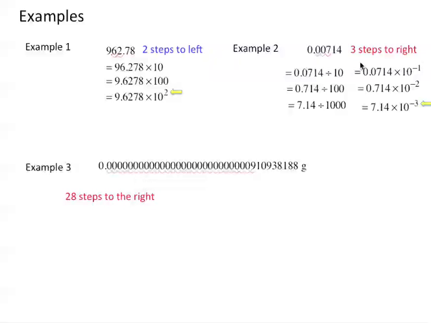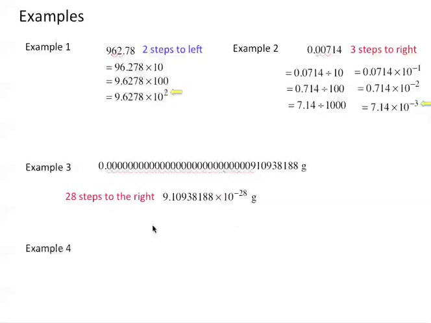And so what I'm going to do is the same thing I did up here. I'm going to write it as 9.1093818 times 10 to the negative 28. Okay, so we don't have to do all these steps. Just count how many places you're moving it to the left or moving it to the right. Remember, this is a really tiny number. Really tiny numbers have negative exponents on the 10. Big numbers have positive exponents. That's all you have to remember.